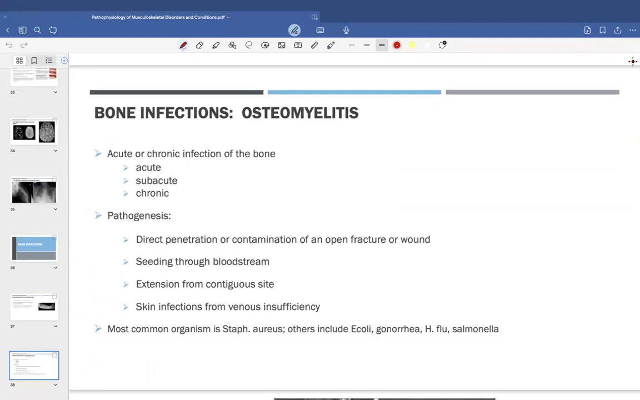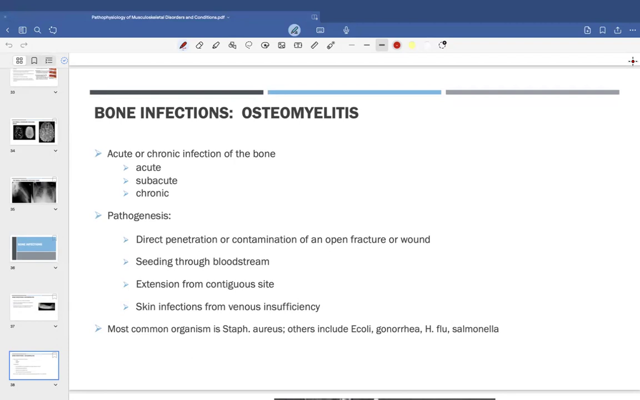The pathogenesis of it, again, multiple ways that this can occur. When you have a compound fracture or open fracture, you've already breached the skin integrity, which means that you come in contact with your skin flora and any external organisms in the environment. So that is a direct penetration type of contamination.